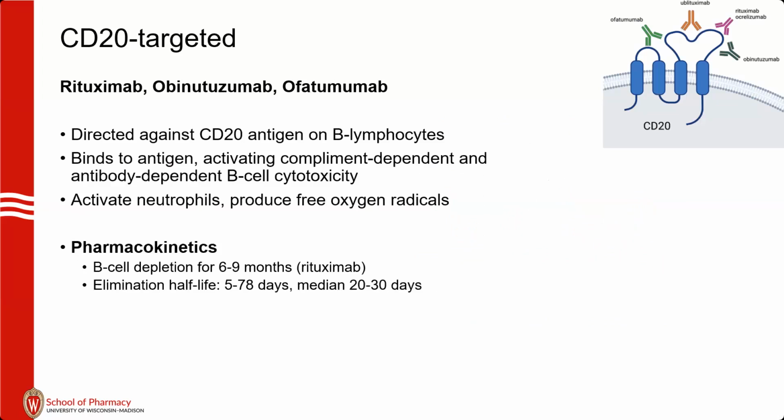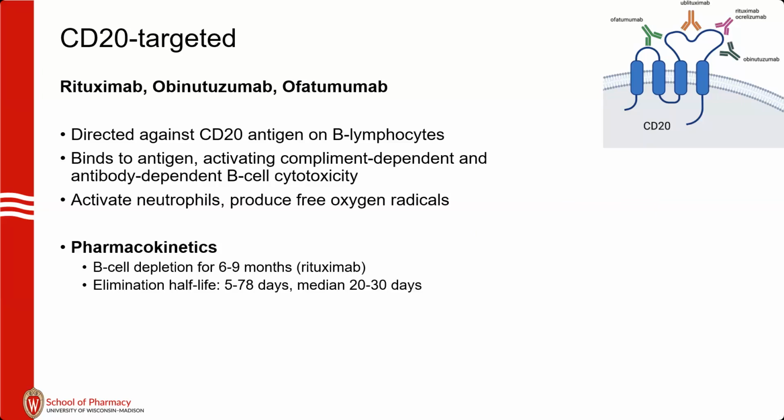I will go through these in tiers, the first tier being these naked monoclonal antibodies, the second tier being antibody-drug conjugates, and then we'll finish with those bispecific products. And you can't start with the monoclonal antibodies if you don't start with rituximab. Rituximab and its cousins here, obinutuzumab and ofatumumab, are all CD20 targeting products. These are all naked monoclonal antibodies. They are directed against CD20 antigens that are on B cells.